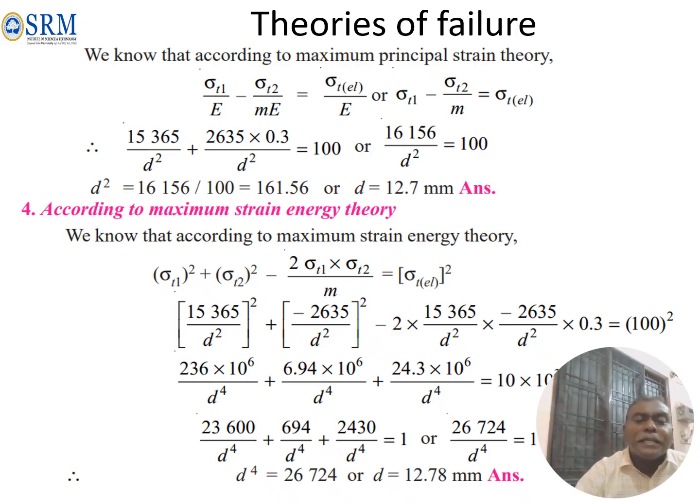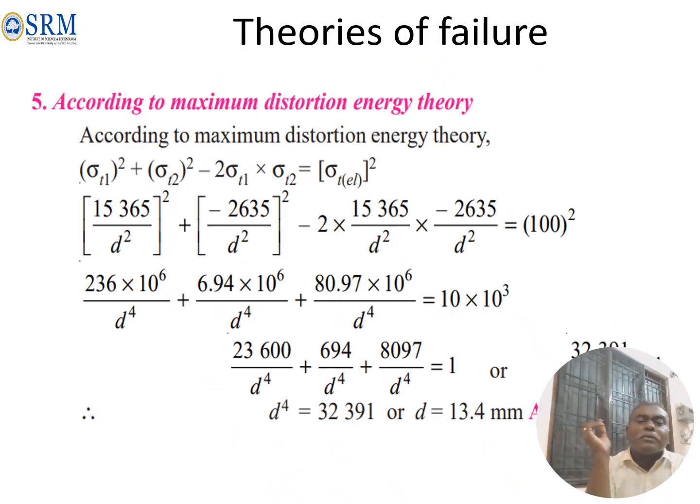Then according to the maximum strain energy theory, here also sigma t2 is 0, so the minus 2 term becomes 0, then the allowable value. We get an equation in terms of d power 4. From that equation we get d equal to 12.78 mm. That is the value for the maximum strain energy theory. The last theory is the maximum distortion energy theory, where sigma t1 square plus sigma t2 square minus 2 sigma t1 sigma t2 is applied. Applying all the values, finally you get a d power 4 equation, then d equals 13.4 mm.